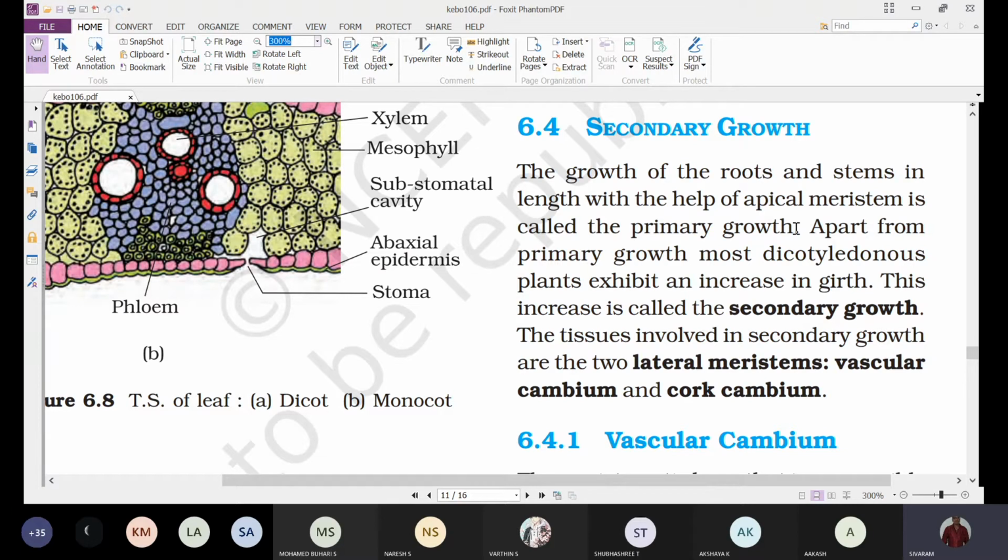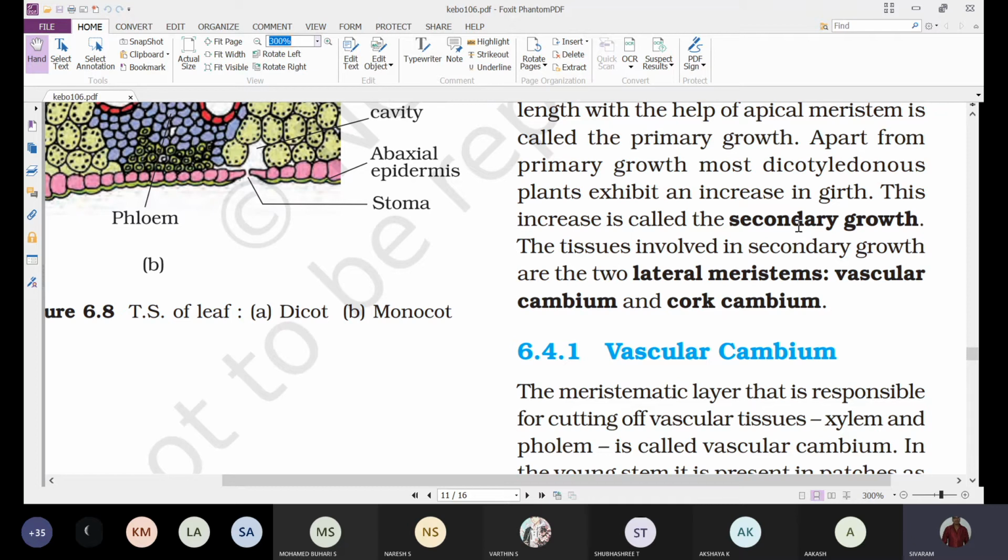Apart from primary growth, most dicotyledonous plants exhibit an increase in girth. Girth means width. It is increasing widthwise. This increase is called secondary growth. That means this increase in the width or girth of dicotyledonous plants, either in the stem or the root, is because of secondary growth.